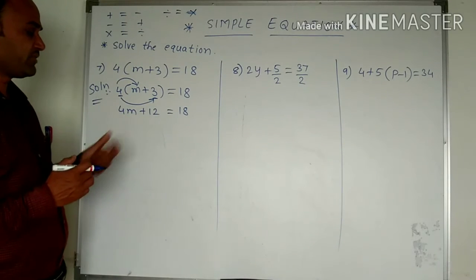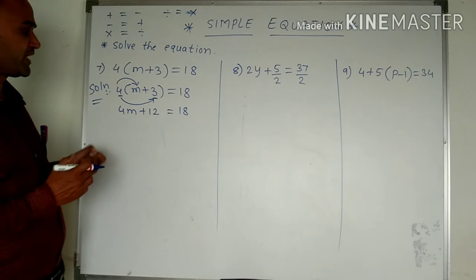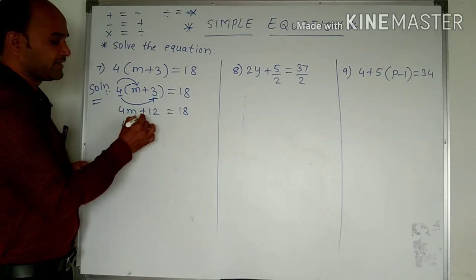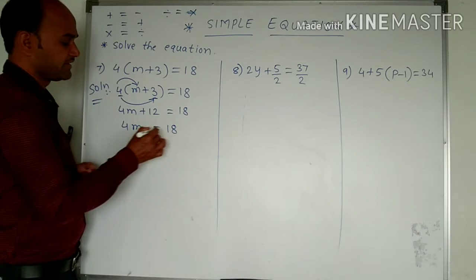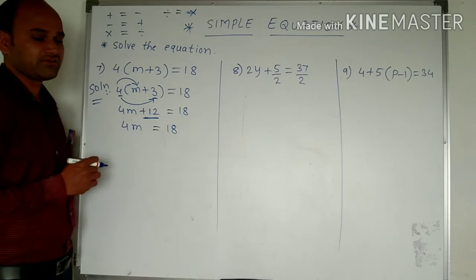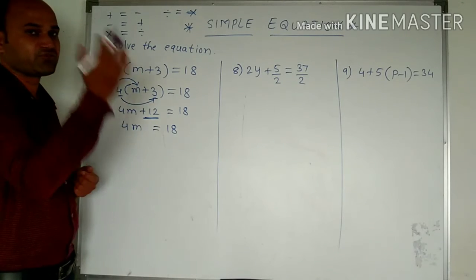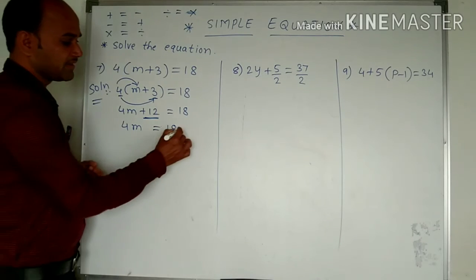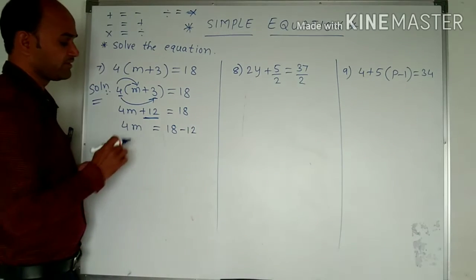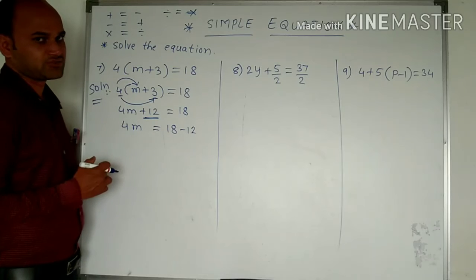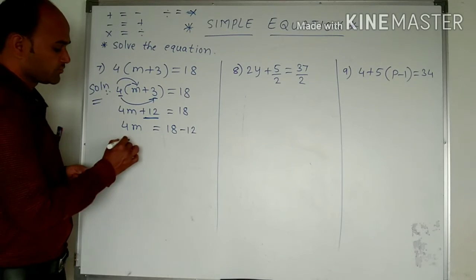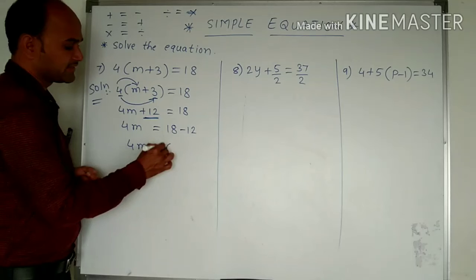Now we got the general form of this equation, so directly we have to send the numbers. Which numbers? Here only 12 is there, that plus 12 we have to send to the RHS side. Plus 12 becomes minus 12. So 18 minus 12, and 4m is equal to what we will get here, that is 6.